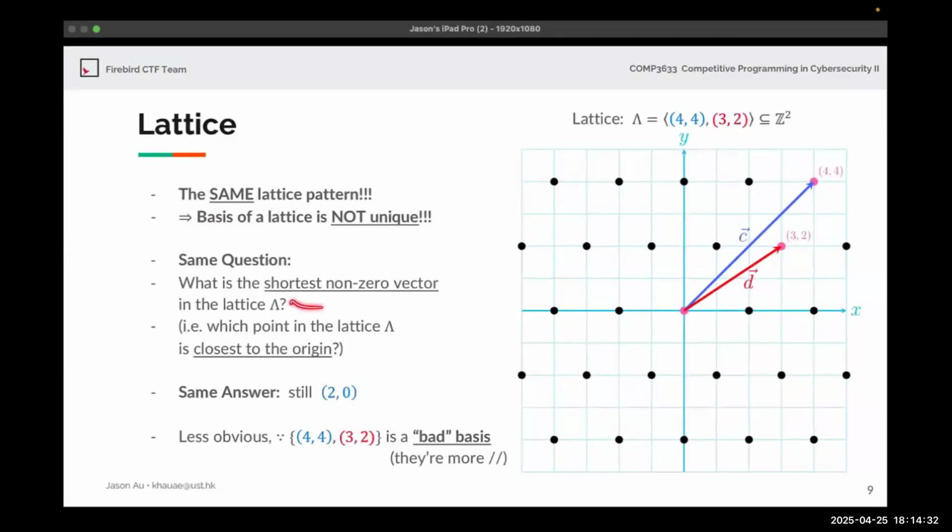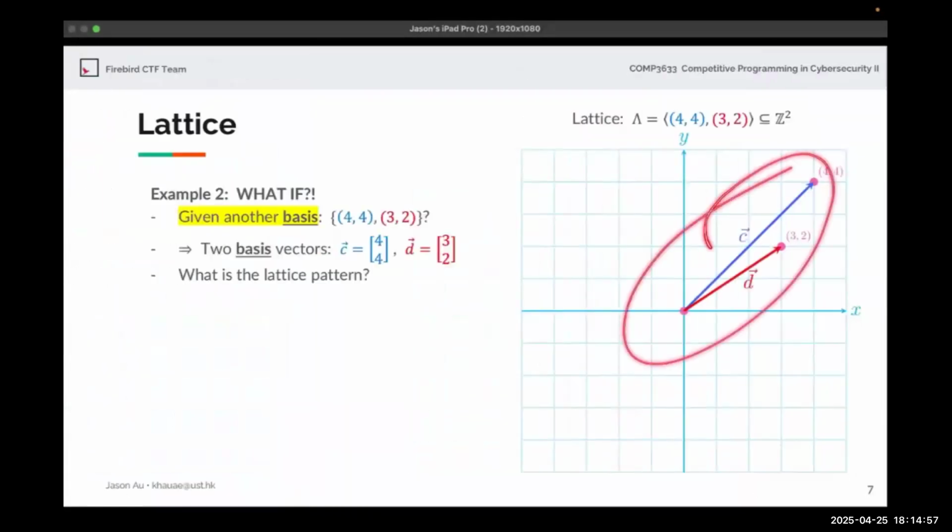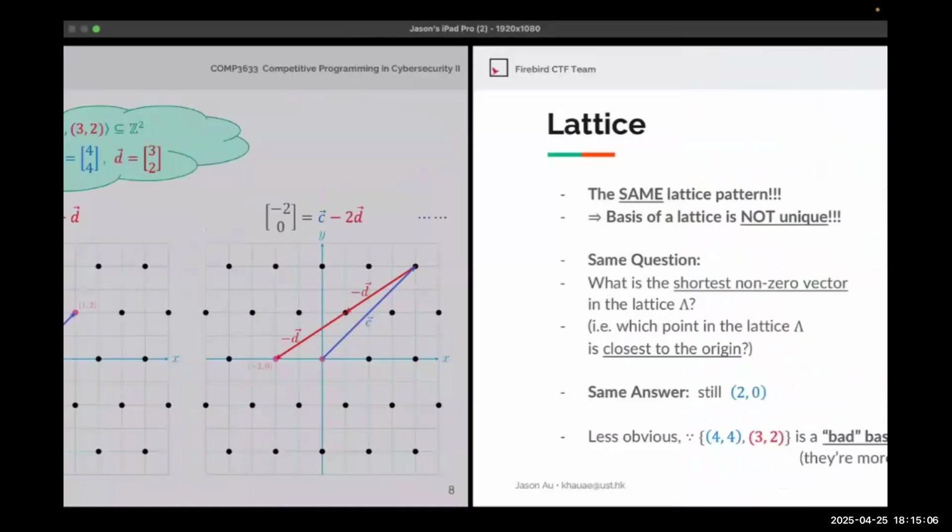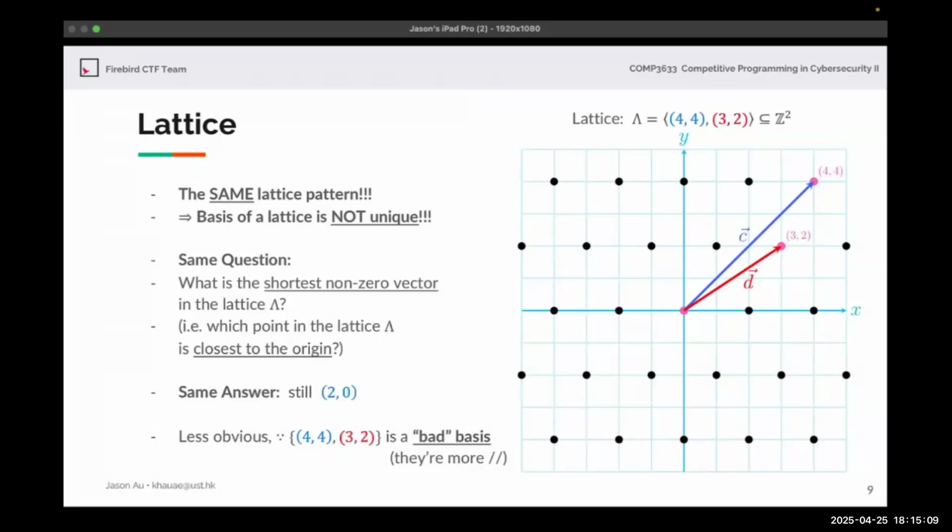So let me ask you the same question. What's the shortest non-zero vector in this lattice? Actually the answer should be the same. After we draw out the complete lattice, we see that this point is the closest to the origin. So the shortest vector must be this one. However, it's less obvious. If I don't draw out this lattice pattern and you only have these two basis vectors, it may be a bit harder for you to solve the shortest vector problem. So we may call it a bad basis because they are more parallel and longer.